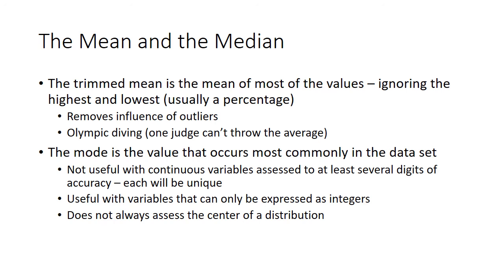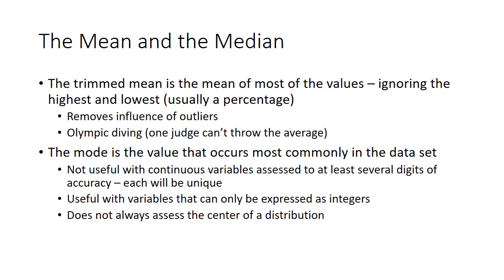And one other thing you might see is the mode. This is the value that is seen most commonly in a data set. Not very useful with our continuous variables, specifically because, again, these are usually going to be calculated to several decimal places, so most often you're not going to have a value that repeats more than once. Each one tends to be unique, but you will see that this can be useful for variables that are only expressed as integers. So if they're only, say, 1 or 2 or 3, not 3.96.